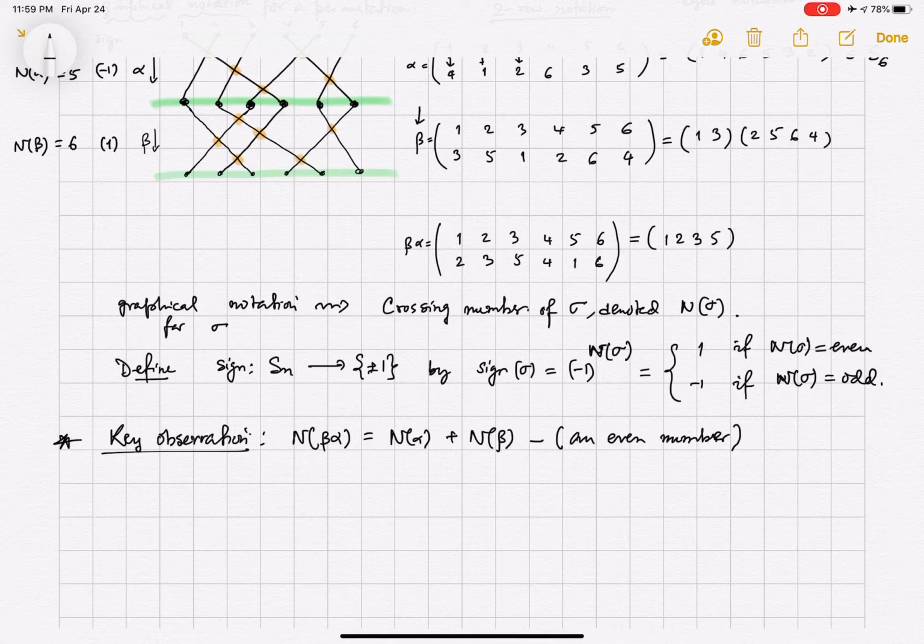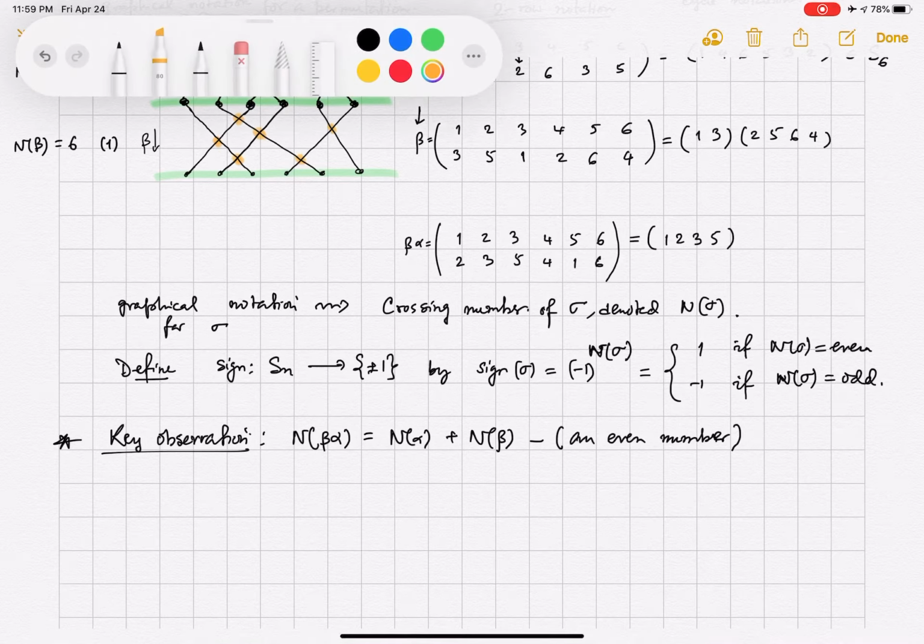Okay. Very quickly. So for that, let me first calculate n beta alpha. So let's draw the graph for beta alpha quickly.